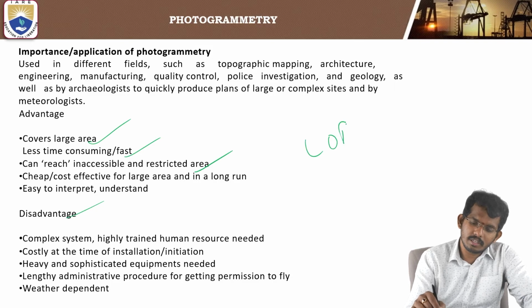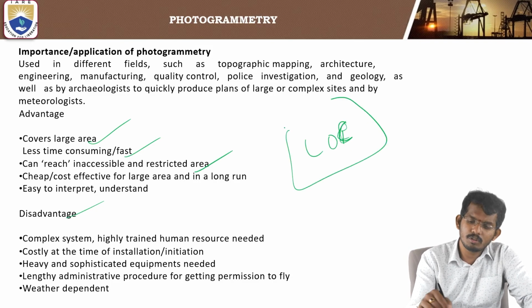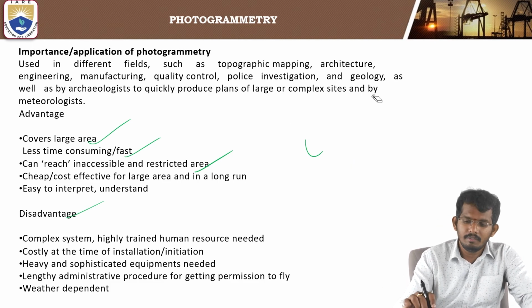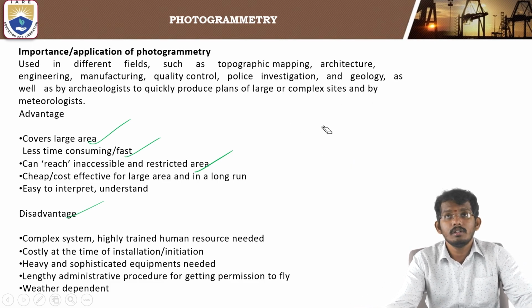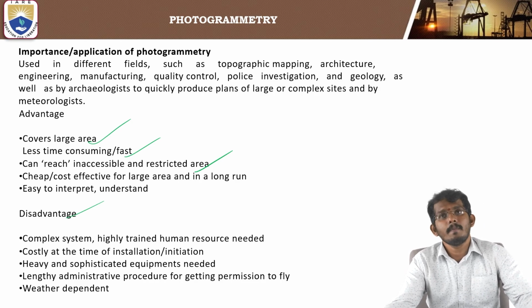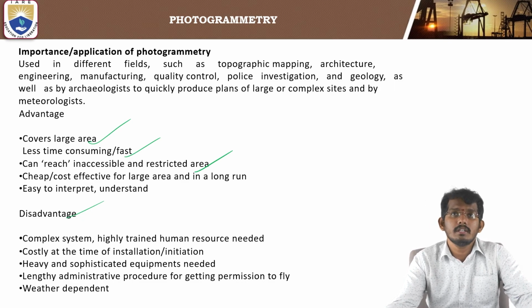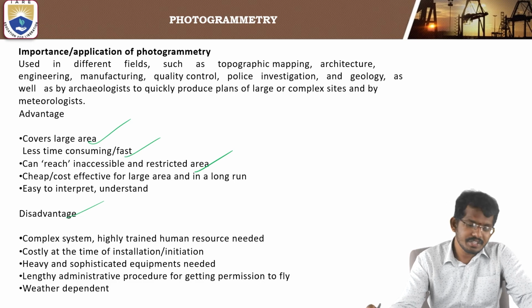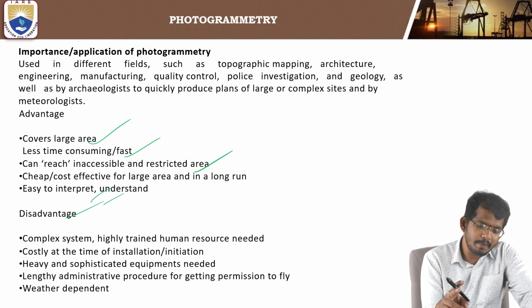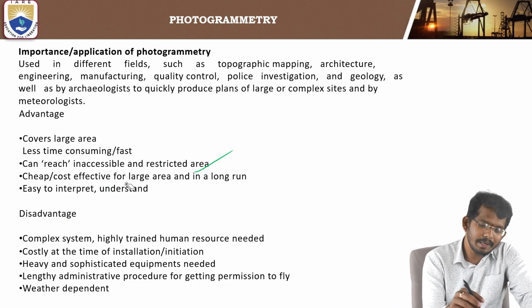Suppose a level crossing, LOC, is there. Using photogrammetry, you can take the image of a level crossing, which is not allowed by physical access. Such photographs can be captured using photogrammetry techniques. It is cheap, cost effective for large areas and in the long run. It is also easy to interpret and understand, if you understand what I explained.